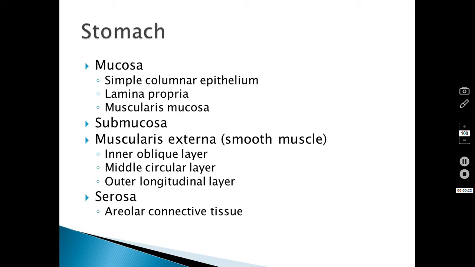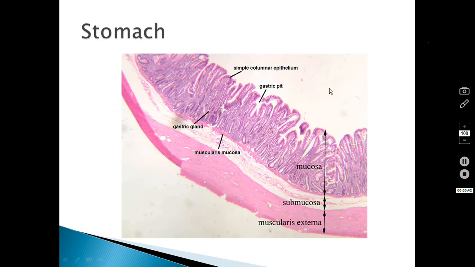And this is where you find one of the differences in the stomach compared to the rest of the GI tract, in the muscularis externa. We still have a circular layer and a longitudinal layer, but now we have an extra third layer that's innermost called the oblique layer. And then, of course, our serosa. So let's look at what that looks like.